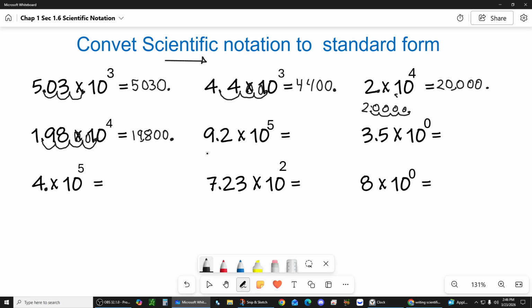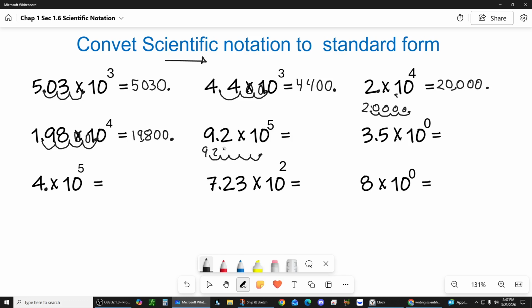The next one. Okay, so for the next one, we have 9.2 times 10 to the fifth power. This is in scientific notation. Remember, that's what it looks like. Now, looking at this exponent, it's going to tell me how many units we're moving the decimal point to the right. So let me do it here. Okay, count the units. Should be 1, 2, 3, 4, 5 units.